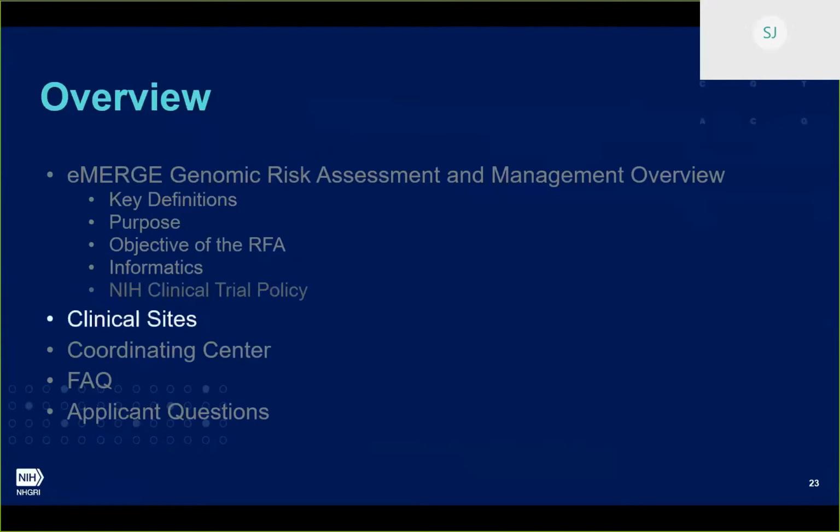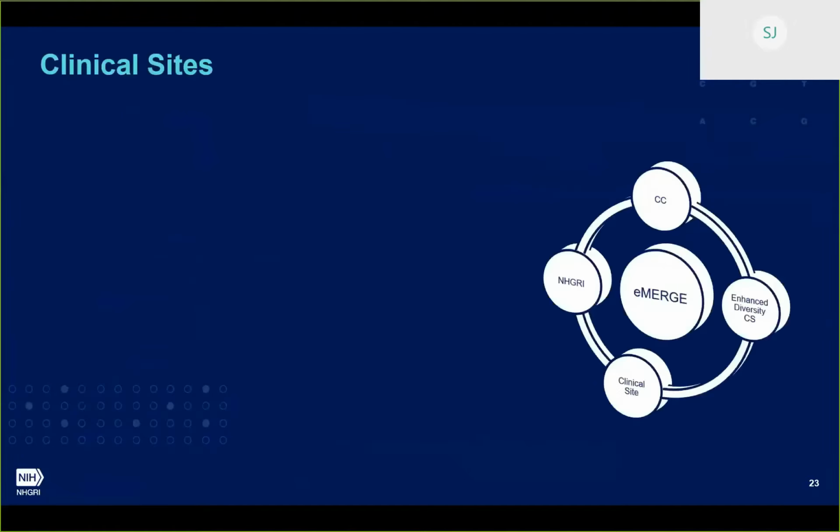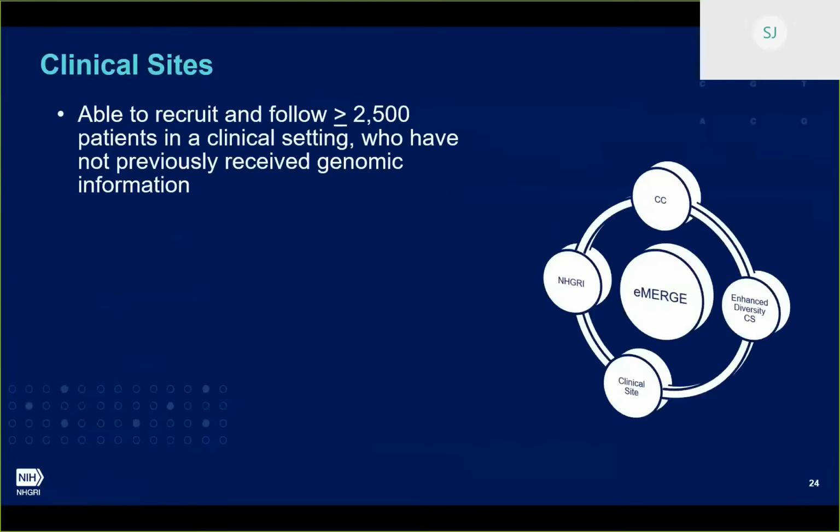So getting into some specifics in terms of the clinical site, first of all, you're able to recruit and follow 2,500 patients in a clinical setting who have not previously received genomic information. There are some questions on whether, if a patient has certain testing, germline testing, you can use a polygenic risk score to further classify that individual. If the individual proposes that, they would have to explain how they would leverage that across the entire network.